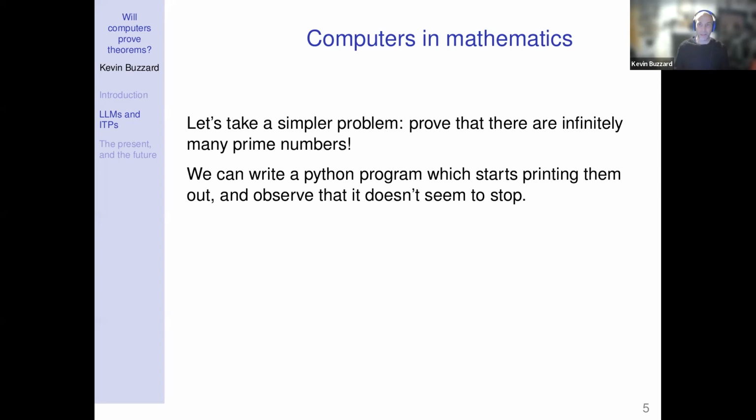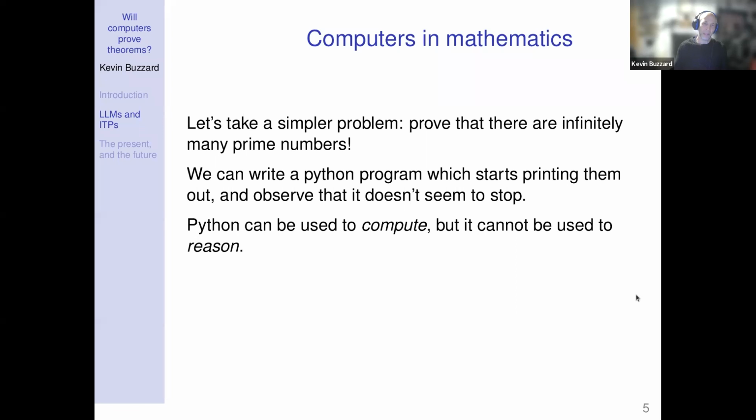We could write a Python program which starts printing out prime numbers, and we could observe that the Python program doesn't seem to stop. And so then we could go and have our dinner, and we could come back and it still hasn't stopped. And then we could go to bed and get up the next morning, and this Python program is still printing out prime numbers. And this is evidence that there's infinitely many prime numbers. But of course, although Python can be used to compute, we can't use it to reason. So we can't expect it to come up with Euclid's proof that there's infinitely many prime numbers.